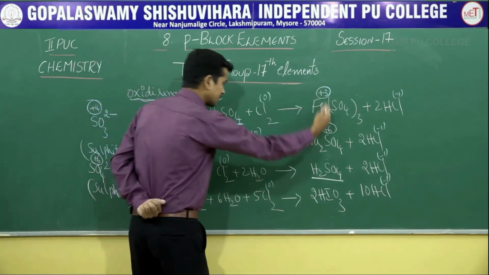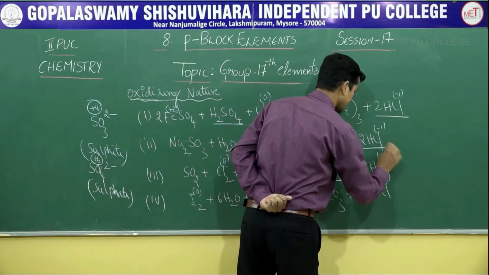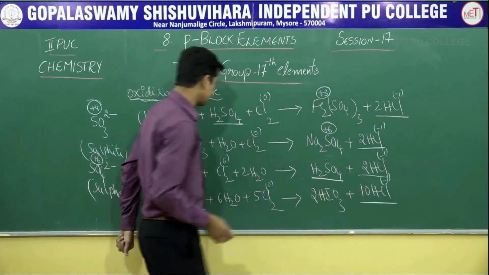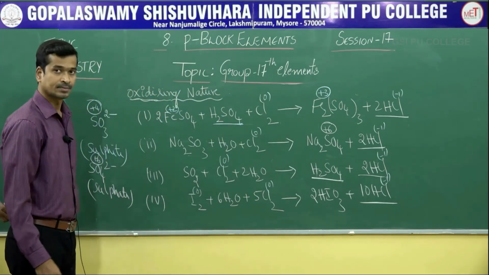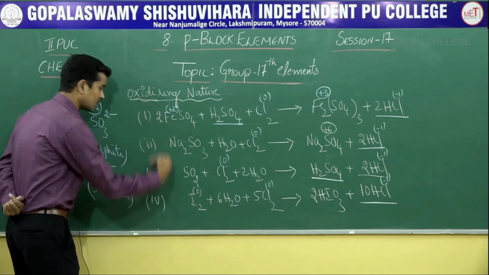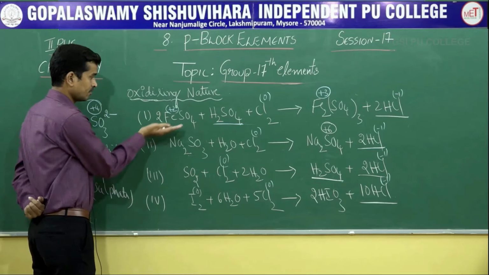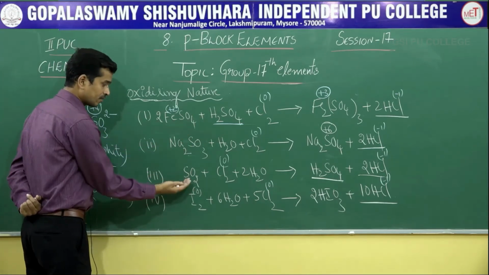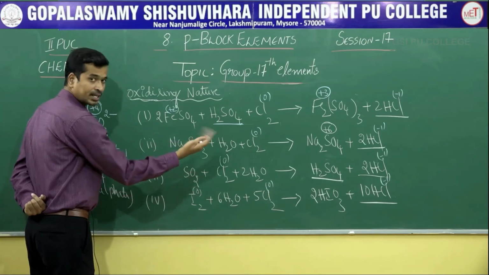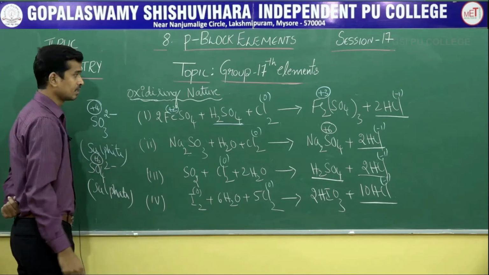In these four reactions, chlorine Cl2 is converted into HCl. The oxidation state goes from 0 to -1. These are the important oxidizing reactions of chlorine. First one, ferrous to ferric. Second one, sulfide to sulfate. Third one, sulfur dioxide to sulfuric acid. And fourth one, iodine to iodic acid.